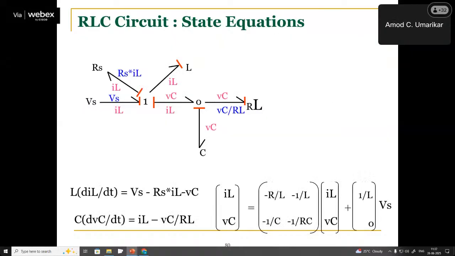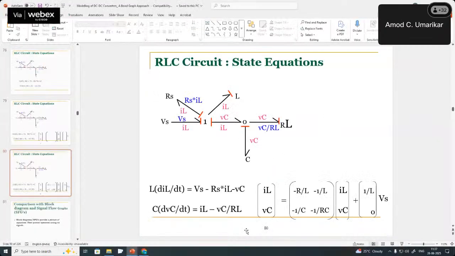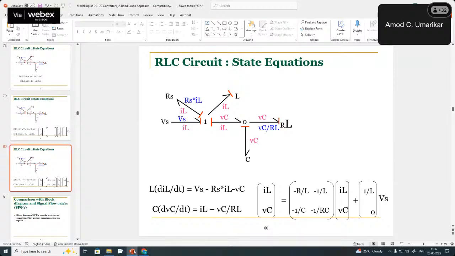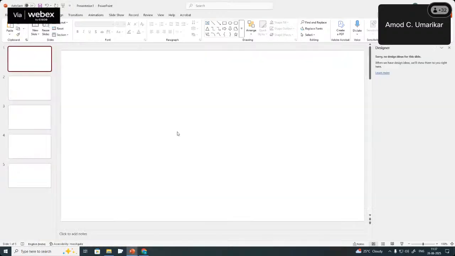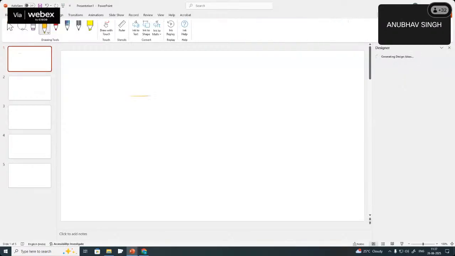Do you want one more example? We are not able to go to power electronics, but I'll cover it lightly. How do you find this technique? It is a good technique to remember. Sir, what is the difference? We are getting the same state matrix, the same state space representation.